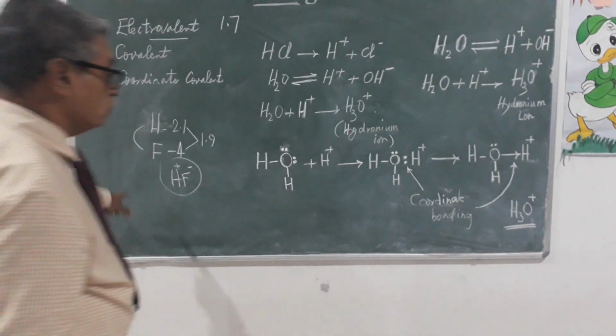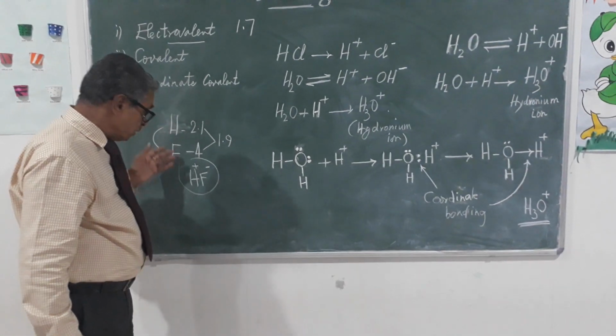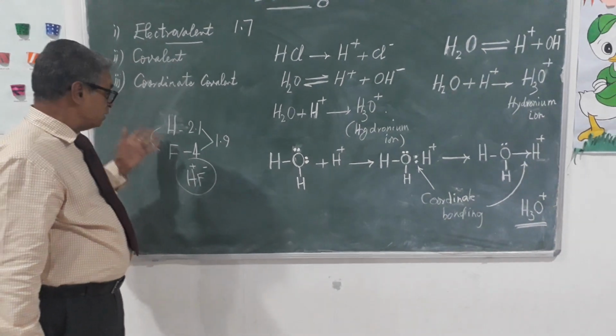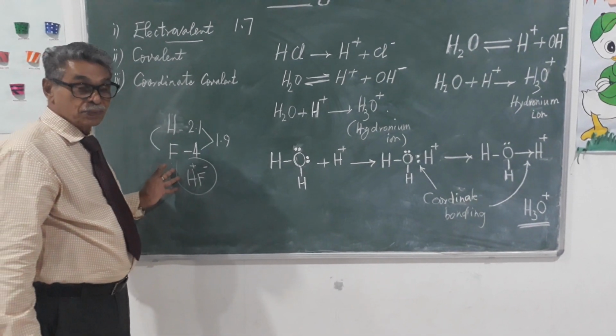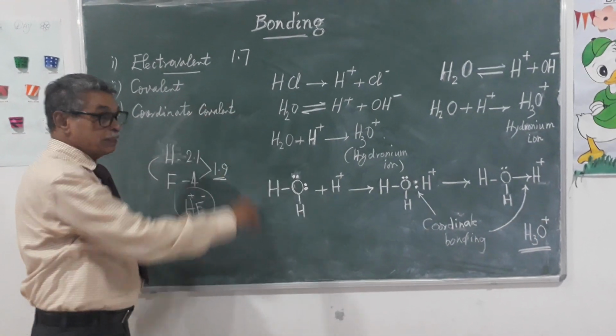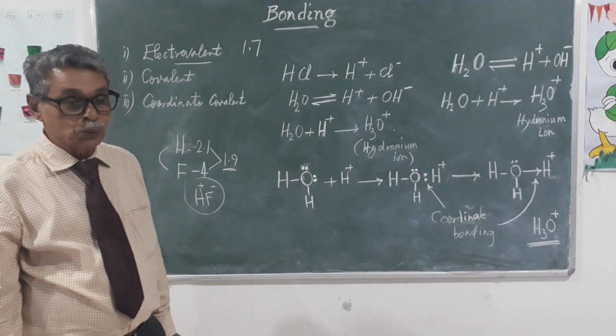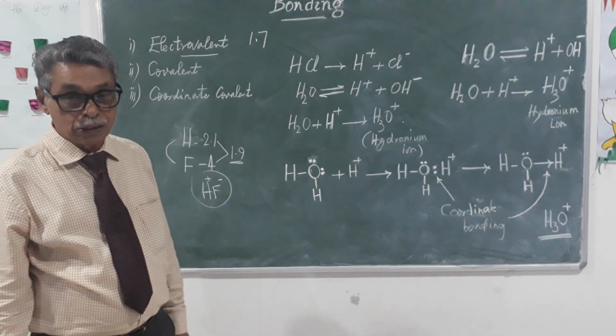Electrovalent compound is formed. I didn't want to take sodium and fluorine, which is too common. I have taken hydrogen and fluorine. The electronegativity difference should be more than 1.7. There are exceptions in some cases. This is 1.6 also. May sometimes form electrovalent compound.